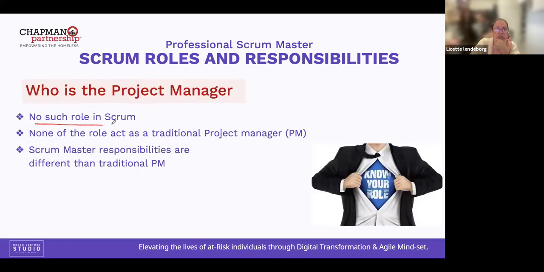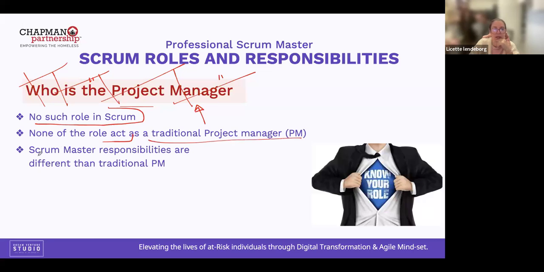So there's no such role in Scrum. Project manager doesn't exist in Scrum anymore. So this is a no. This is there to confuse you. If you see something like this in the exam, it's because they are testing you. So no such role in Scrum. None of the roles act as a traditional project manager. The Scrum Master responsibilities are different from traditional project managers. Remember the Scrum Master? Servant leader.